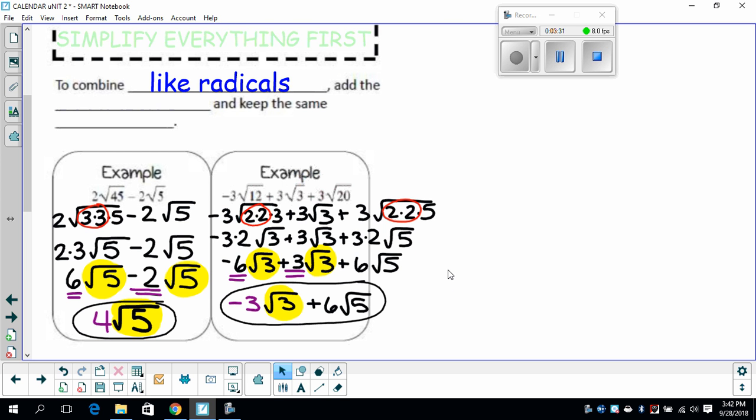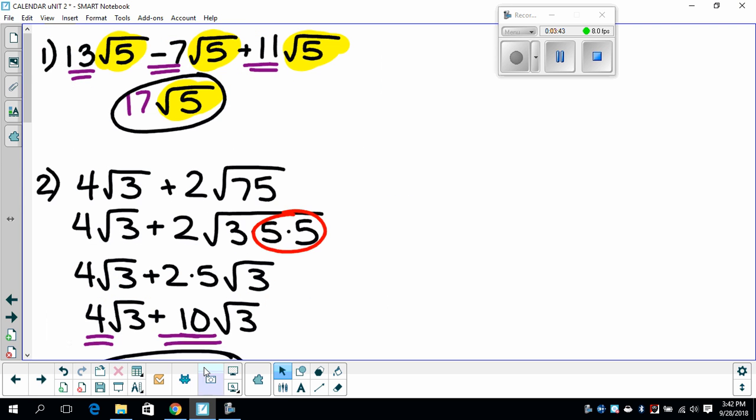So now what I'd like for you guys to do is to flip to pages 16 and 17, and we're going to fill in the final column that says adding and subtracting square roots. So this is number 1. We have 13 times the square root of 5 minus 7 times the square root of 5 plus 11 times the square root of 5. All of these are like radicals, so we just have to combine our coefficients and keep our radical the same. So 13 minus 7 gives us 6. 6 plus 11 is 17. The square root of 5 stays the same.